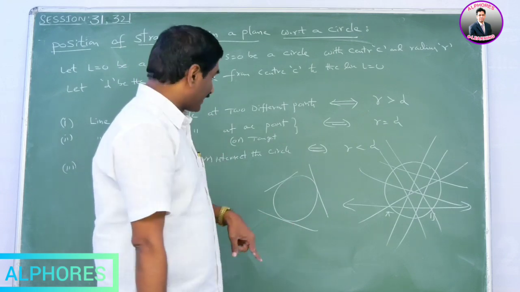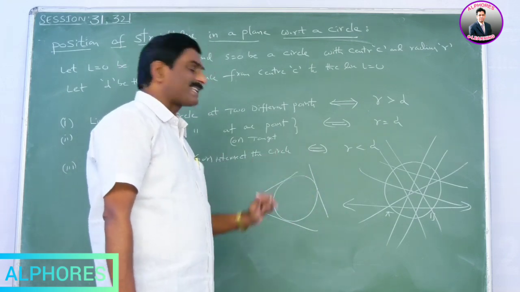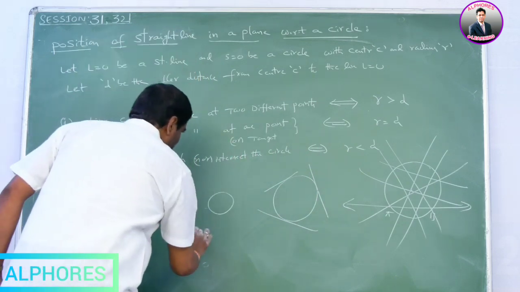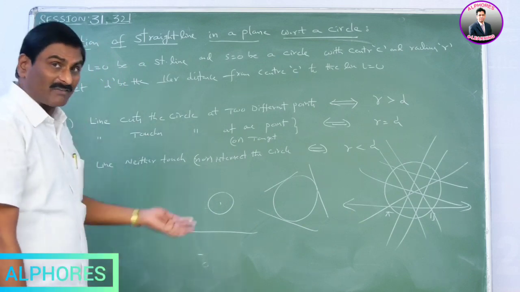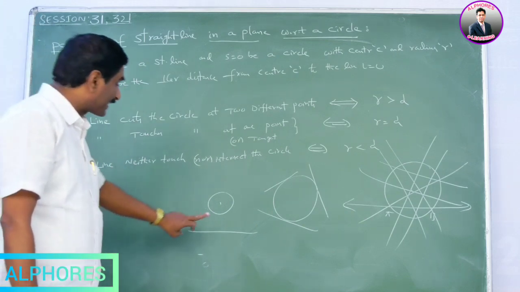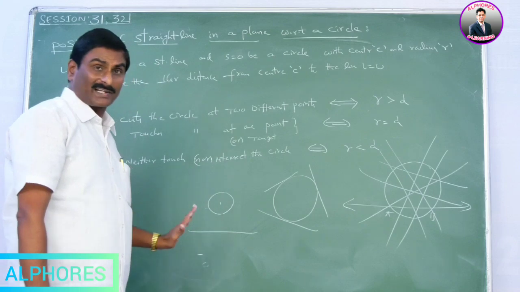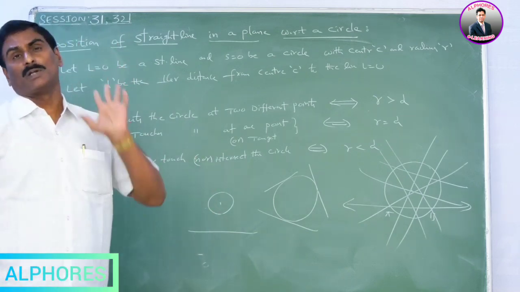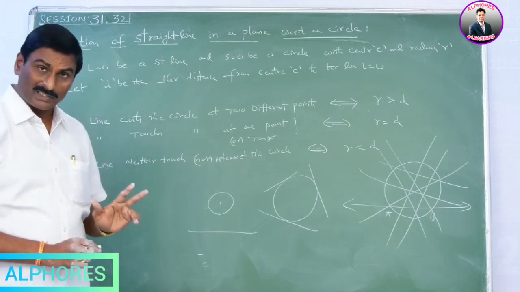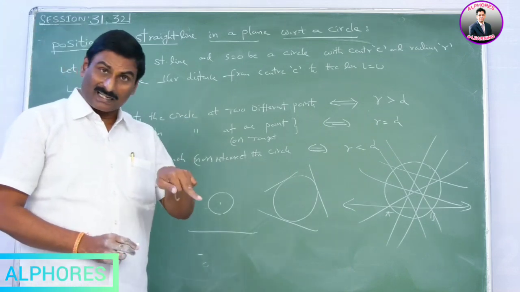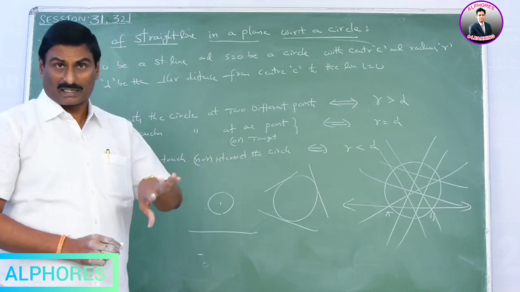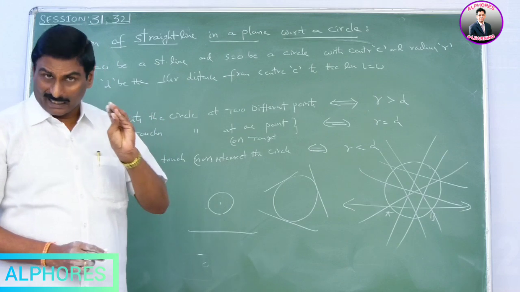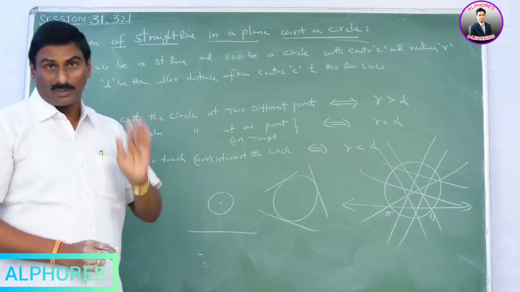Okay? If the line touches the circle at one point, that means it is a tangent to the circle. It is also a possible case. Next, suppose the line is in this way. That means the line is away from the circle. That means it neither touches nor intersects. There will be three possibilities. It cuts the circle, or touches the circle, or neither touches nor intersects the circle. These are three possibilities. The position of the line with respect to the circle has three possibilities.